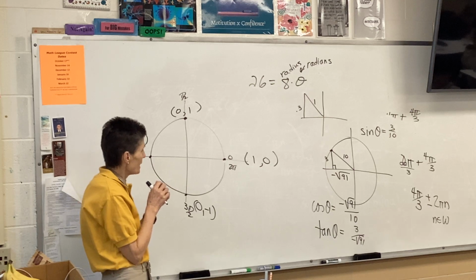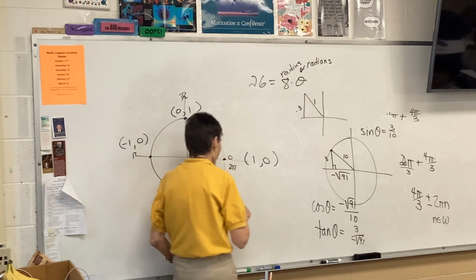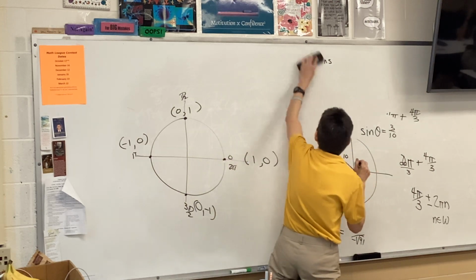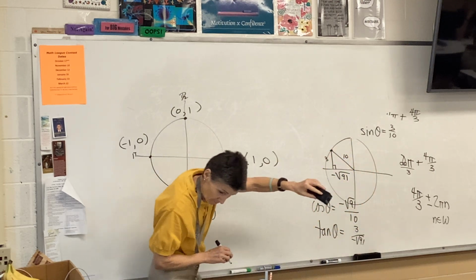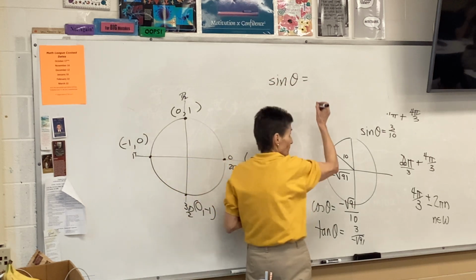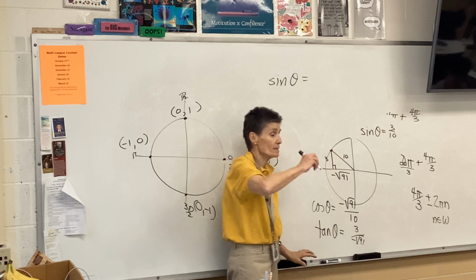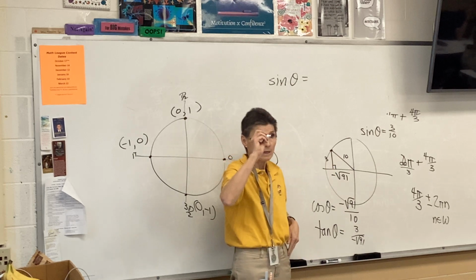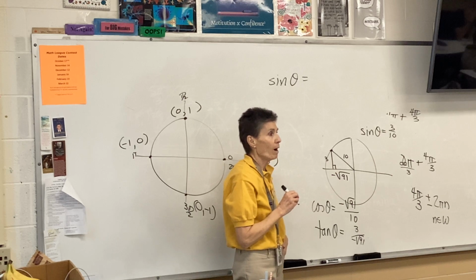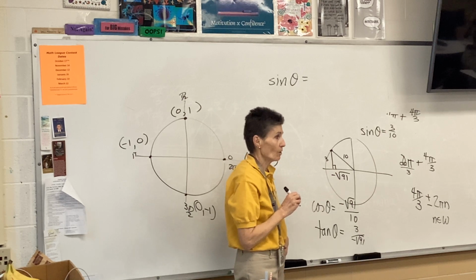Okay. Now, keep in mind, what is your definition of sine? We have a couple of different definitions. One is opposite over hypotenuse. What's the other one? Y over r.